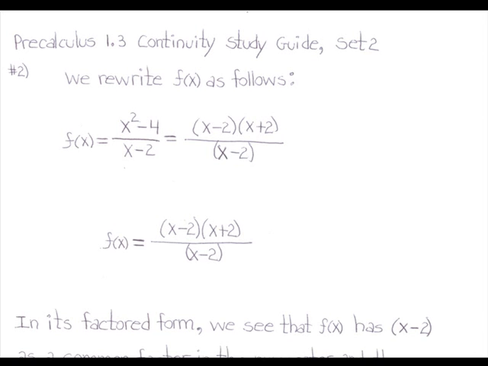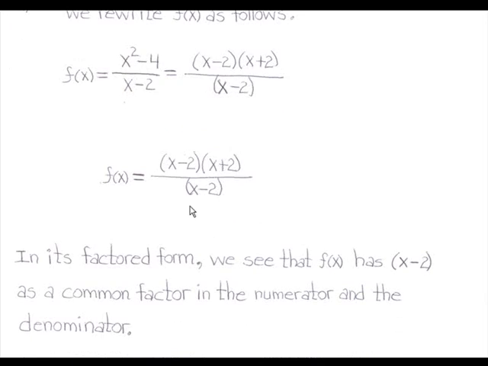We rewrite f of x as follows. F of x is equal to x squared minus 4 divided by x minus 2. Now, in place of x squared minus 4, we substitute its equivalent factored form of x minus 2 times x plus 2, all over x minus 2. Now, upon looking at this in its factored form, we see that f of x has x minus 2 as a common factor in the numerator and the denominator.